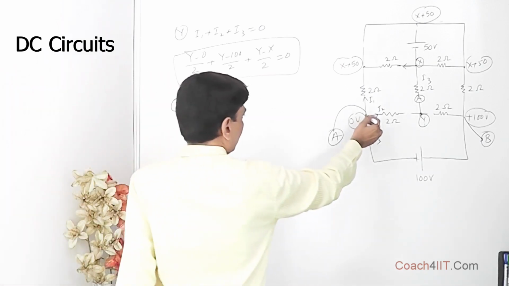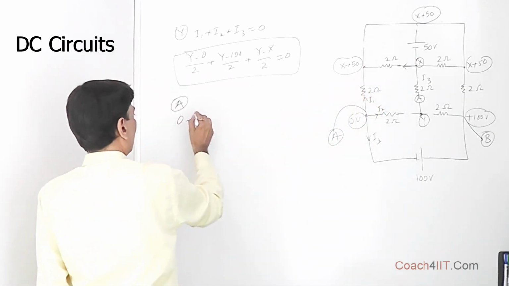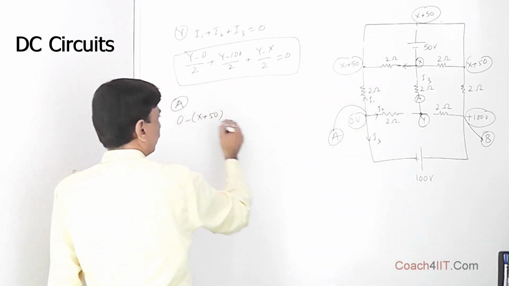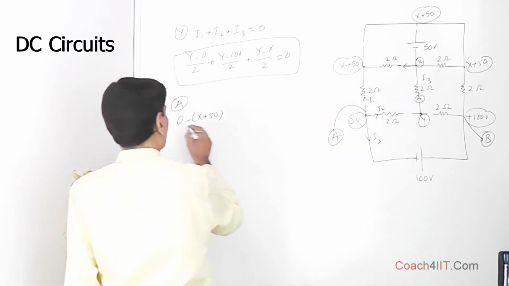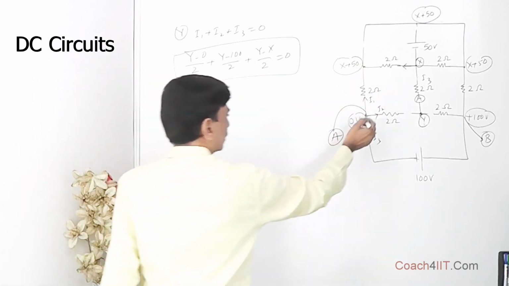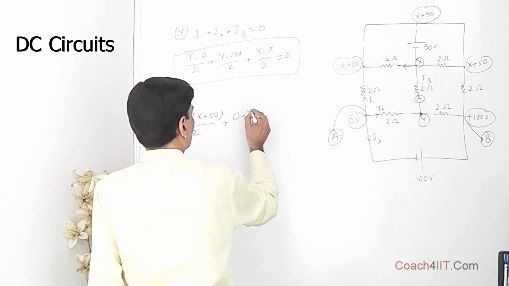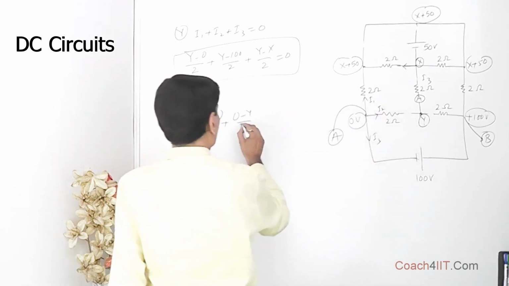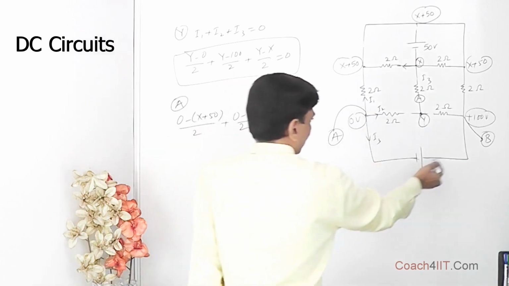So the current is going to be 0 minus X plus 50, that is 0 minus this, upon 2, plus 0 minus Y upon 2, plus over here we don't have any resistance.